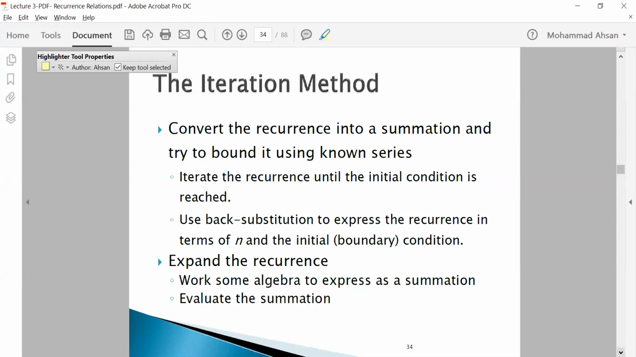So we iterate the recursion until the initial condition, which is what we did right now. We went all the way down to T0, which was given to us. And then when we have it in the expanded form, we add them and find the result. Or sometimes we do a back substitution. Back substitution is, we don't write new terms, we just expand the right hand side. We keep on expanding till we see a pattern, and then from that pattern, we derive a mathematical formula for that.